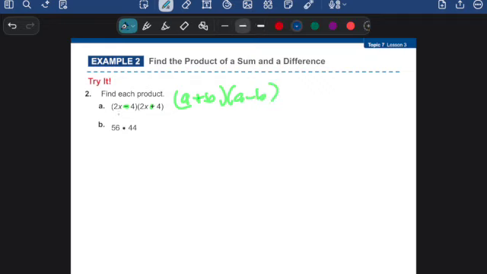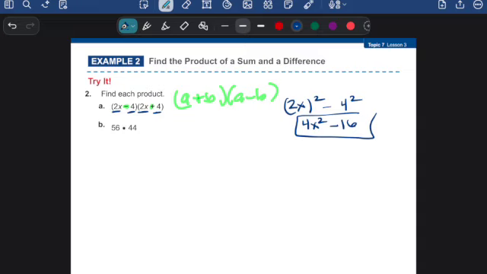So then I just take my first term and square it, 2x squared, and I take my second term and square it, and then I do the difference of those two squares. Let's simplify it a little bit more. What's 2x squared? 4x squared. What is 4 squared? 16. So this is how you would see it.